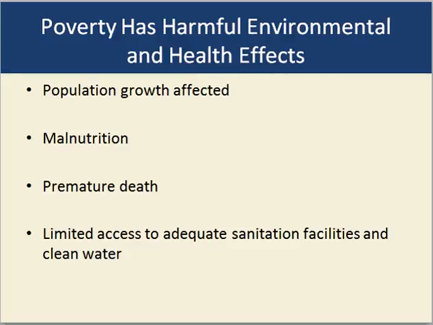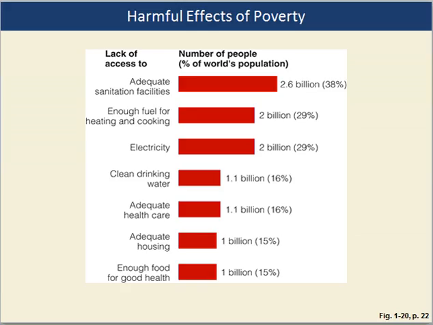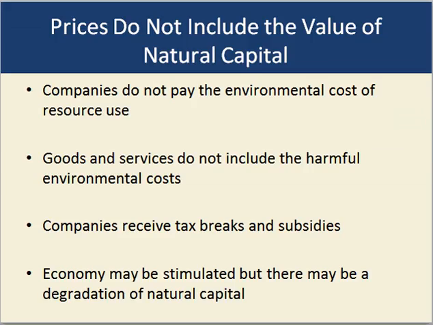Poverty, harmful effects: population growth is affected, malnutrition, premature death, and then unfortunately having limited access to adequate sanitation facilities and clean water. There's extreme poverty, and you can see the harmful effects of extreme poverty and the number of people or percentage of the worldwide population that does not have enough fuel for heating and cooking, or even just something as simple as clean drinking water.